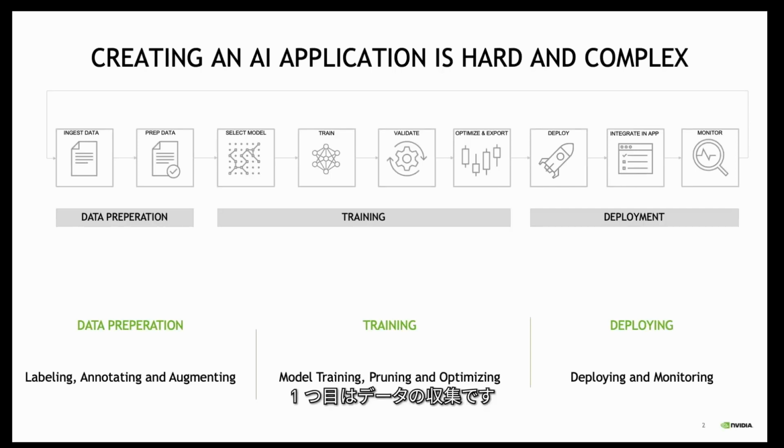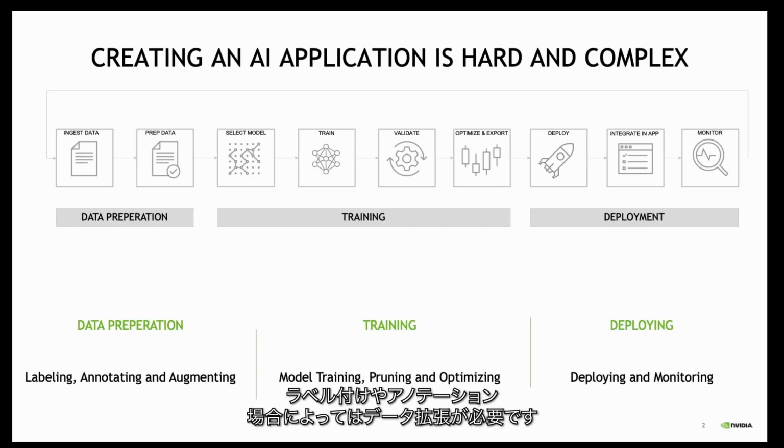The first step is data collection. We all know that data is the new oil. However, data comes in many different types that then need to be labeled, annotated, and in some cases augmented as well. This is typically done by a data engineer.